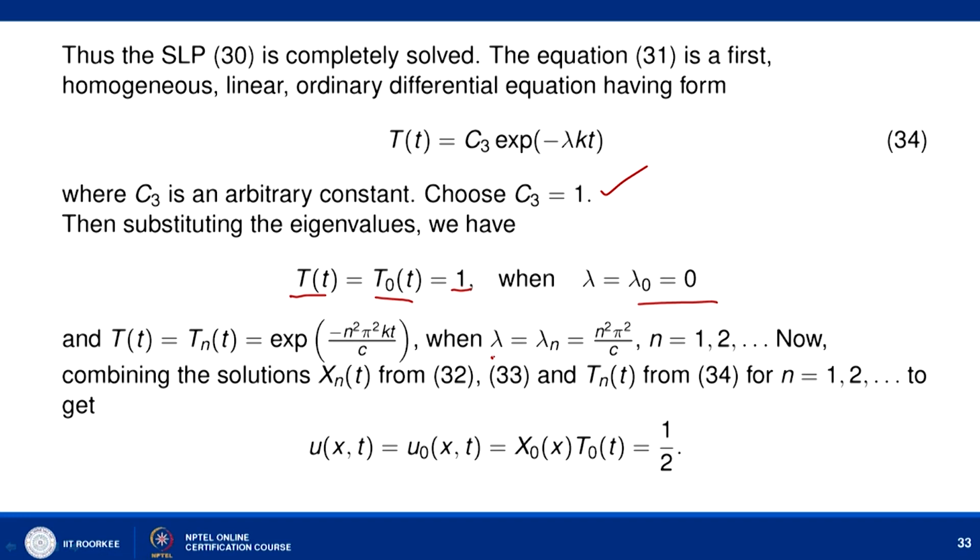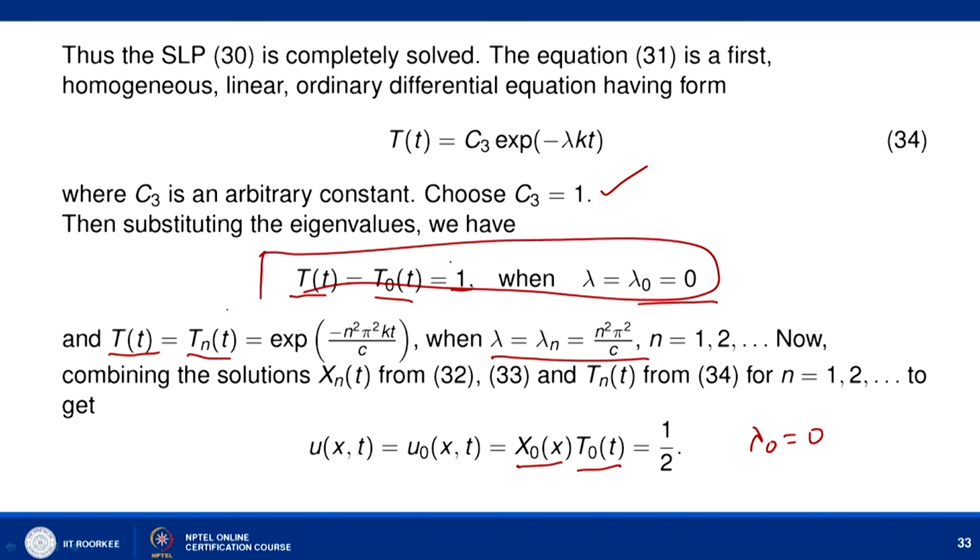And when you take lambda as lambda n, then t n of t, which is the solution corresponding to lambda n, is exponential of minus n square pi square k t upon c square. So here we have the solution obtained for lambda naught equal to 0, and the solution is given by X naught of x into T naught of t. Since X naught of x is 1 by 2 and T naught of t comes out to be 1, this is for lambda naught equal to 0. So u of x, t is equal to u naught of x, t for lambda naught equal to 0.